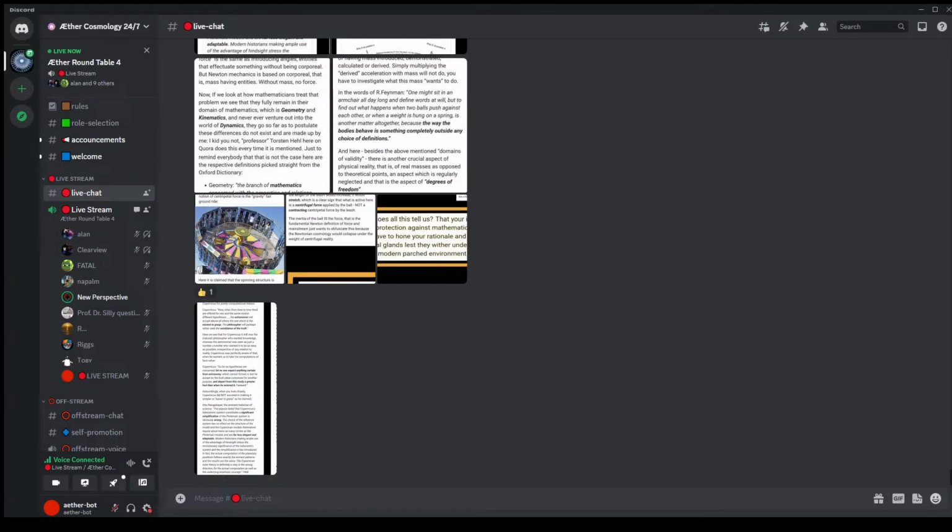And then I'll end this by saying that there's one part that I highlighted in one of these comps that I think is pretty good. He says, so what does all this tell us? That your intellect is your only protection against mathematical trickery, and you have to hone your rationale and tend to your logical glands, lest they wither under the lack of rain in the modern parched environment. So yeah, it's a great way to end it off, maybe.